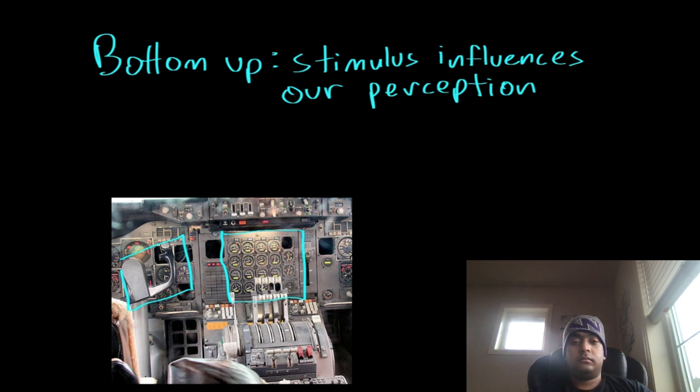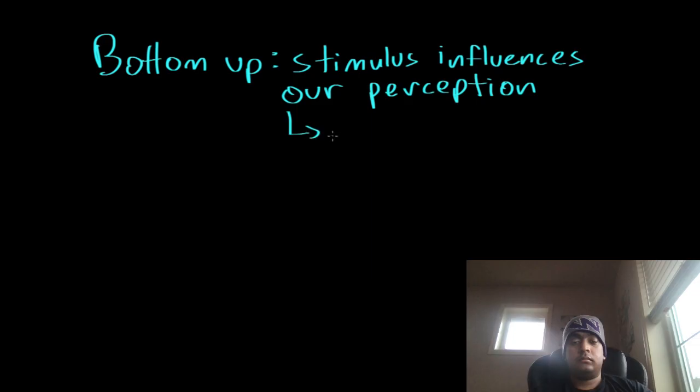So this is bottom up. This is when you start with no preconceived idea of what it is that you're looking at and allow the stimulus to influence your perception of what it is that you're looking at. So bottom up processing is data driven, and your perception of what it is that you're looking at directs your cognitive awareness of the object.